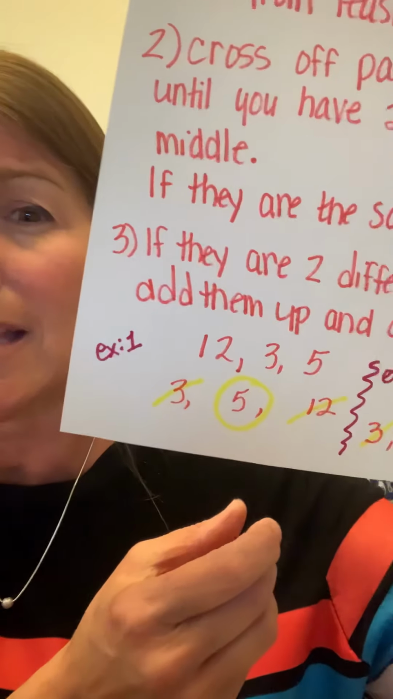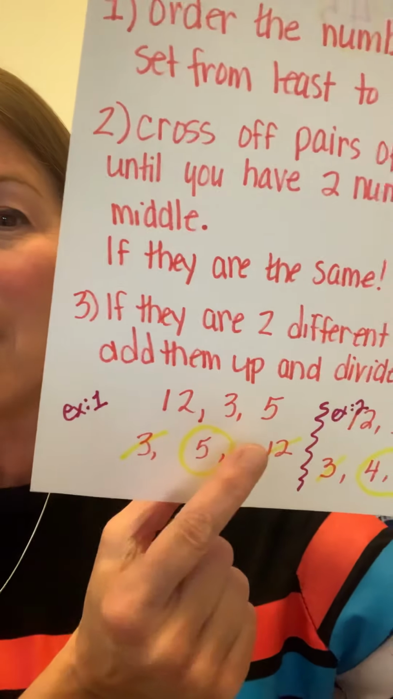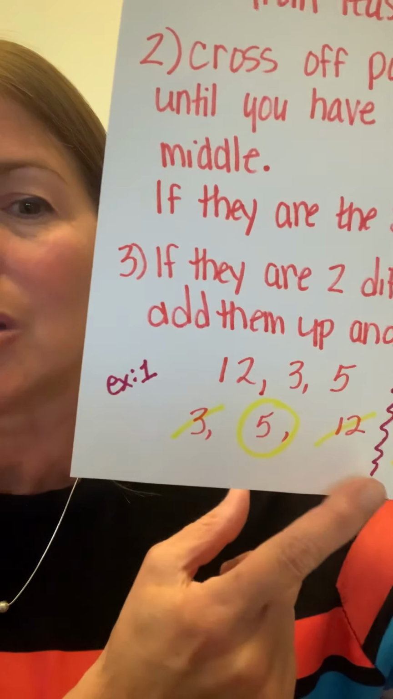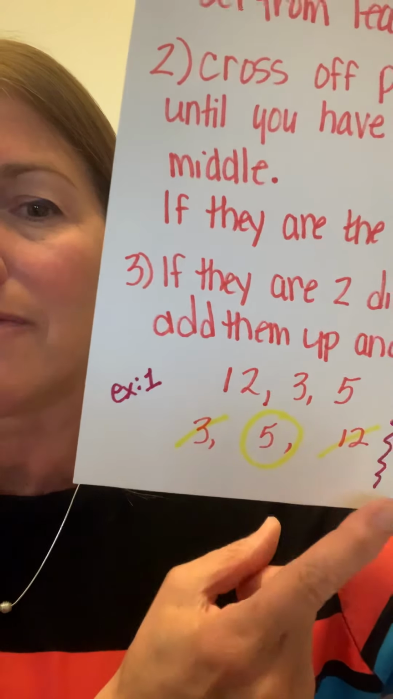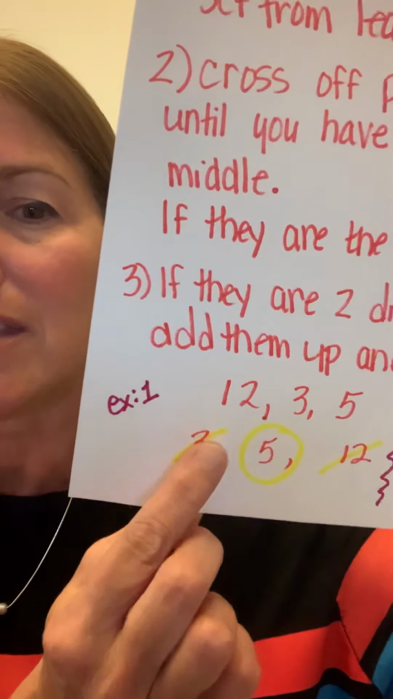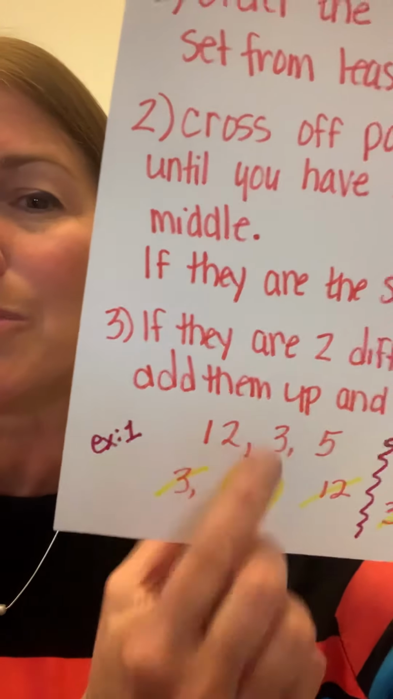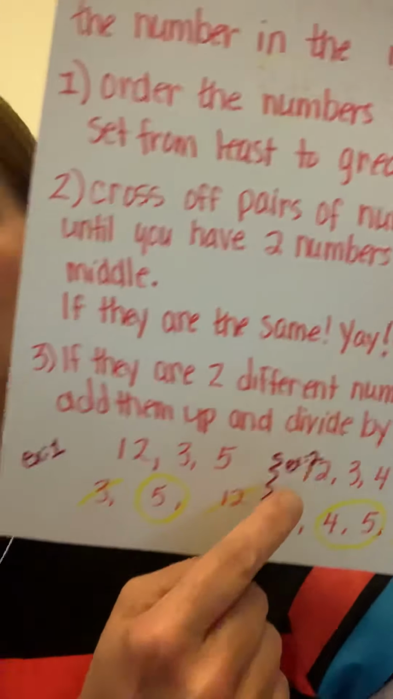So let's look at our examples. And I know I made them really simple. You're welcome. All right, so we have 12, 3, and 5. So I put it in order from least to greatest: 3, 5, 12. I counted off this pair, and I am left with 5. Woo! Yay! That's my median.